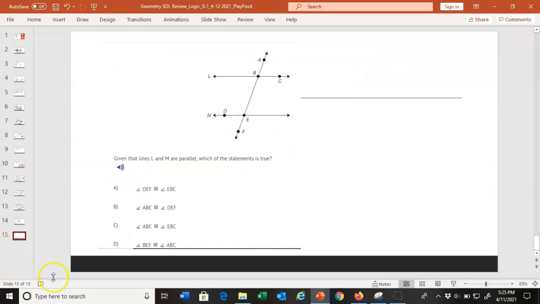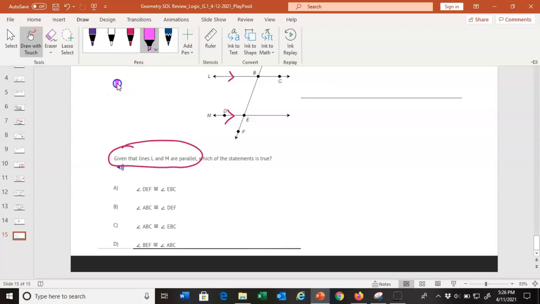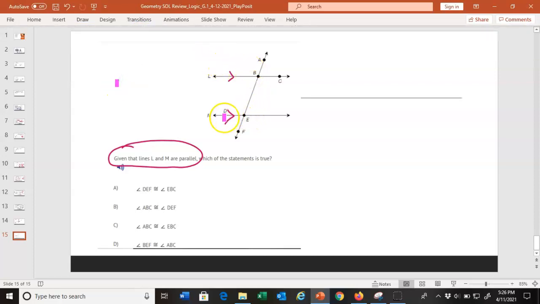Here's our last example problem for parallel lines with transversals. Given that lines L and M are parallel, so now see, the diagram doesn't tell you they're parallel, but the description is telling you they're parallel. So I'm going to mark these parallel. Which of the statements is true? Wow, look, they give you 4 different statements with a bunch of different angles. So it might be helpful to get some colors going on. D, E, F and E, B, C says that those are congruent.